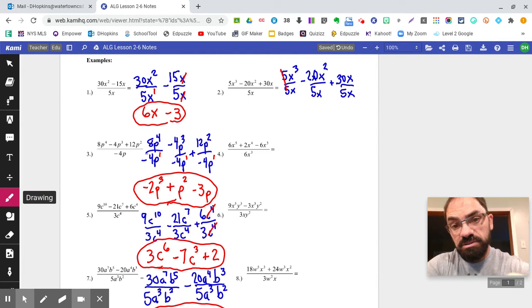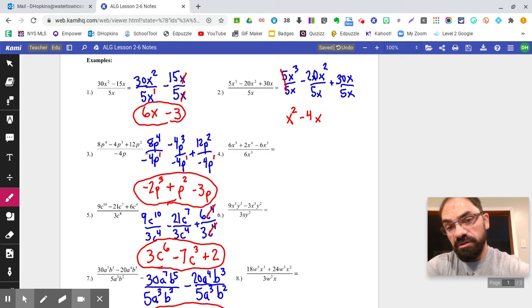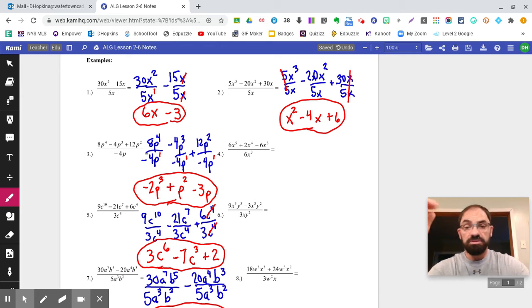The 5's cancel. X cubed divided by x to the first is x squared. Negative 20 divided by 5 is negative 4, and then subtract the exponents on the x's. And 30 divided by 5 is 6. The x's cancel. So x squared minus 4x plus 6.